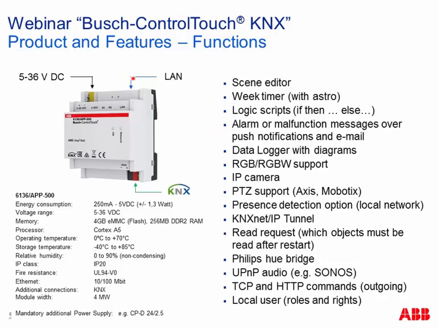As it is an IP or network connected device and also connected to twisted pair, it can also be used as a kind of IP interface with KNXnet/IP tunneling function. Read requests are possible when restarting or starting the system, so you can read out the assigned values of the communication objects to initialize the device. Philips Hue can be integrated, also colored lighting, as well as UPnP commands or components like Sonos. Distributed audio is also possible here. Furthermore, TCP and HTTP commands can be sent. And last but not least, different users with different rights and roles can also be created in this device.